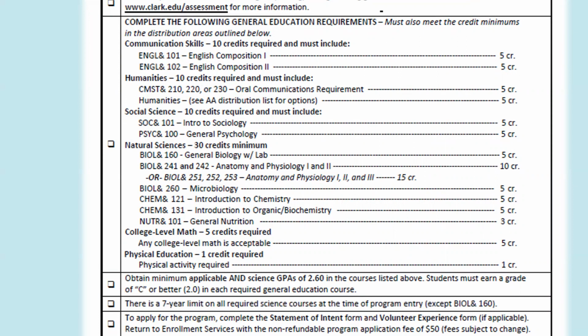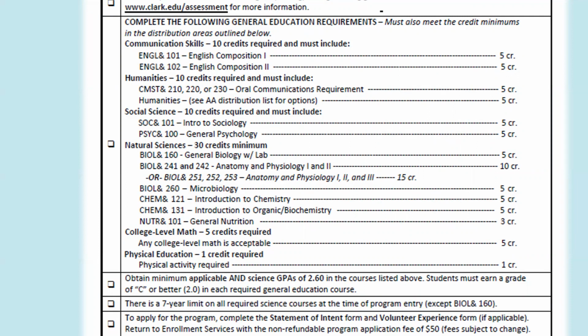Starting us off, there are 10 credits of communication skills, which is English 101 and English 102. Next up is 10 credits of humanities. This must include at least 5 credits of an oral communication requirement, as well as 5 other credits of humanities of your choice. Social sciences is also 10 credits required, and this must include an intro to sociology and also a general psychology course.